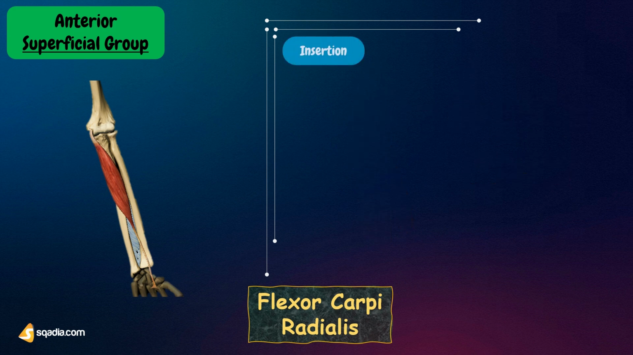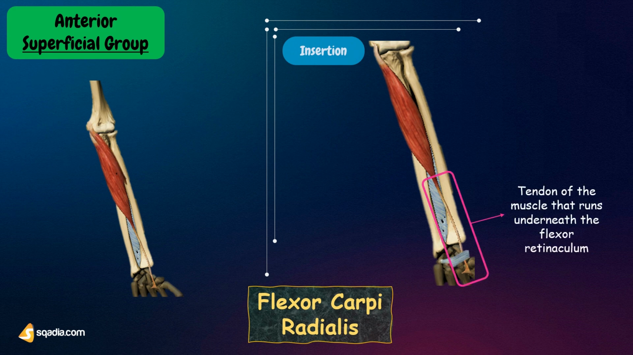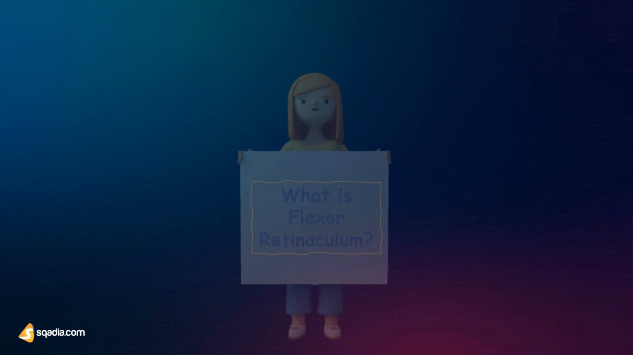The muscle runs along the medial side of the pronator teres. The tendon begins in the middle of the forearm and passes between the superficial and the deep part of the flexor retinaculum, attached to the margins of the groove. But what is this flexor retinaculum?